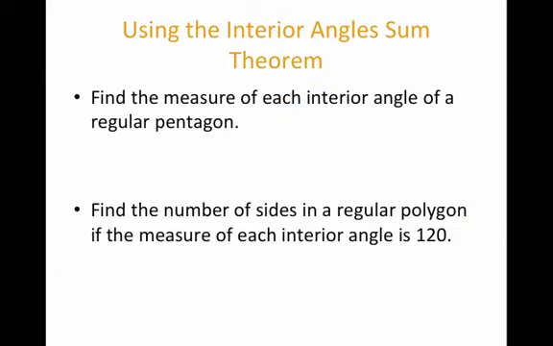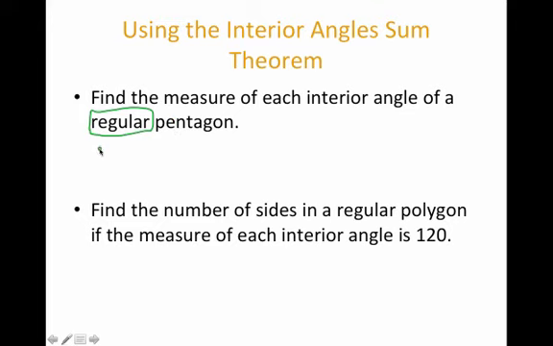Another kind of problem that you might encounter is a problem like this, where we need to find the measure of each interior angle of a regular pentagon. Remember what regular means. A regular polygon means that it has all congruent angles and congruent sides. So every single angle in a pentagon is going to have the same measure.